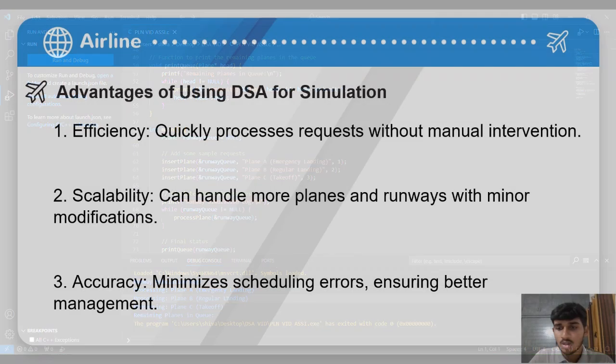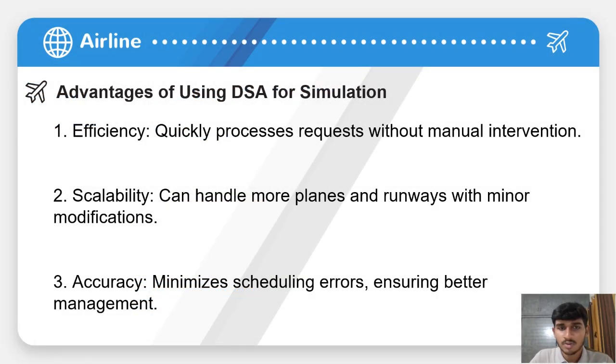So now a few advantages of using DSA for this simulation project are listed below. First, efficiency. It quickly processes requests without any manual intervention. So there will be fast processing of requests without manual interference. It helps in reducing the number of personnel working in the airport.